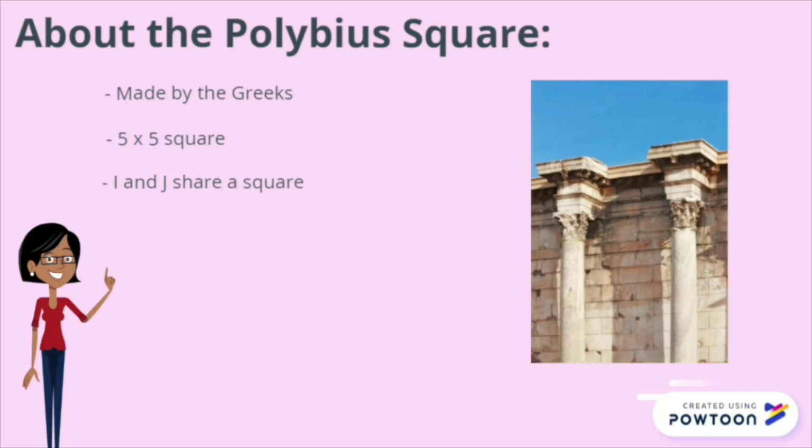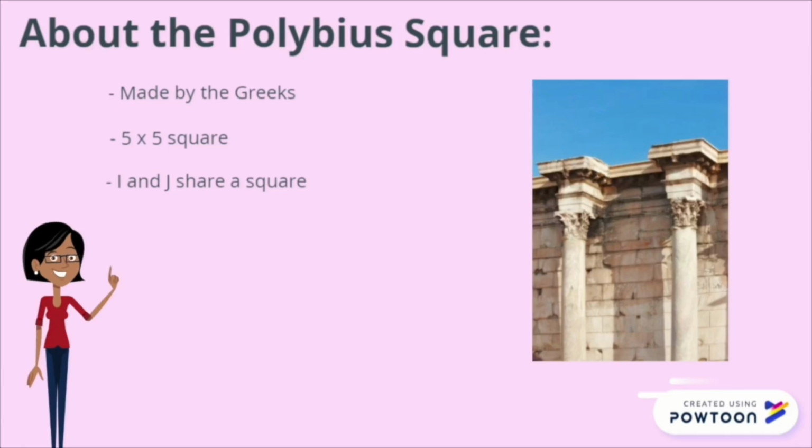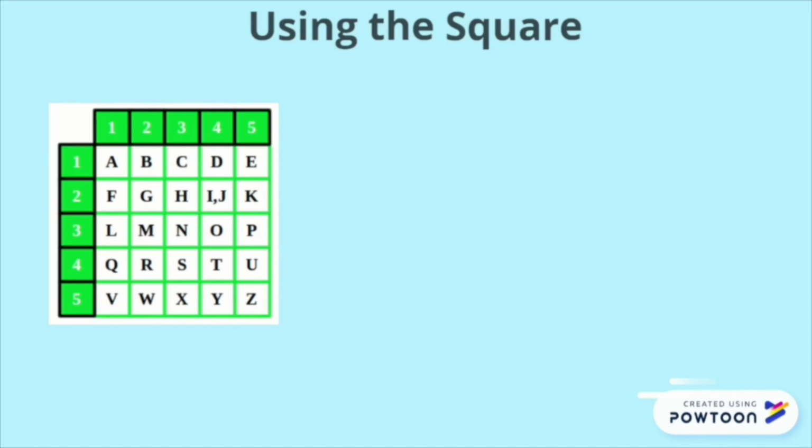Now let's take a look at the actual Polybius Square to get a better idea of what this all means. As you can see, the I and J both share the position 2, 4. The rest of the letters have their own box. So how do we use the square to encode and decode a message? Well, it's pretty simple. Each letter corresponds to 2 numbers. The way we read the square is from row to column. A is 1, 1, B is 1, 2, and so on.